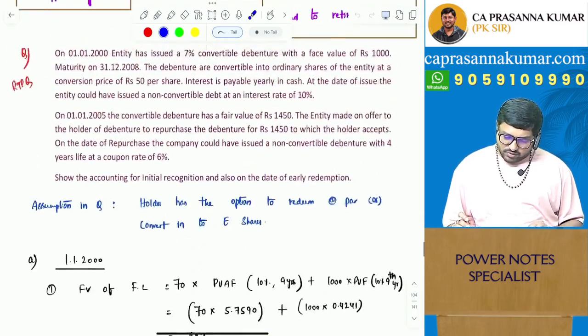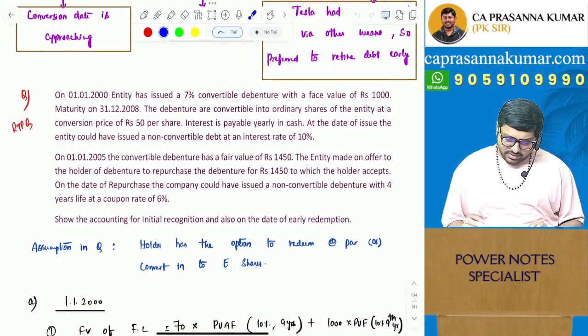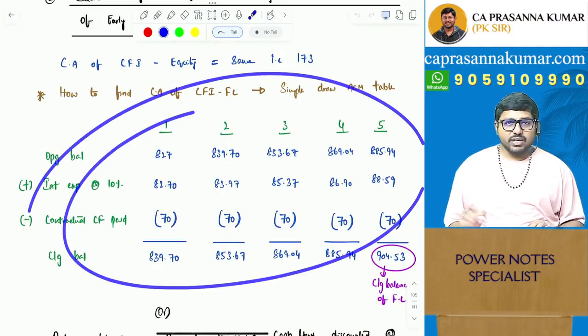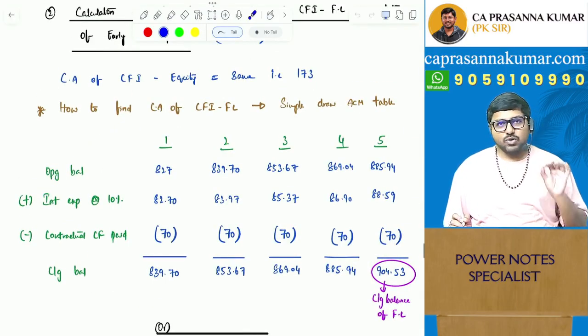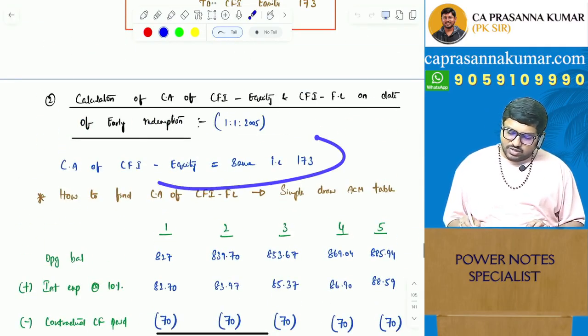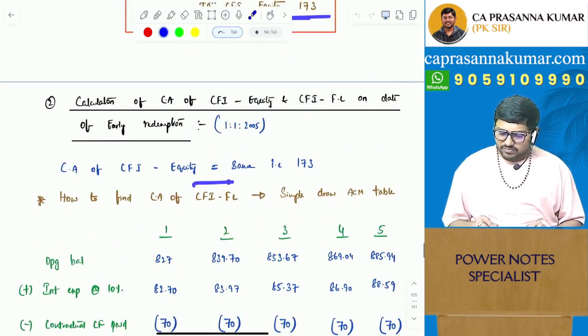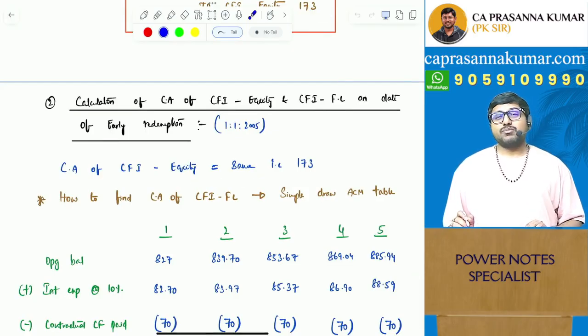So now, if you look at this question, when did this buyback happen? 5 years later. Okay. So therefore, till 5 years, we have to prepare ACM table to find out the carrying amount of the financial liability. When it comes to carrying amount of the equity part, no problem. Why? Because anyway, it will remain the same after 5 years also. But when it comes to carrying amount of the financial liability, that we need to find out.